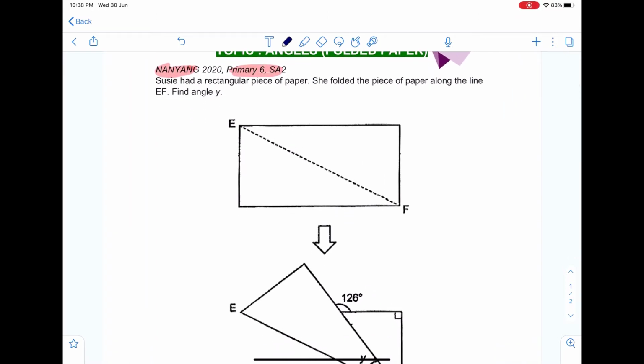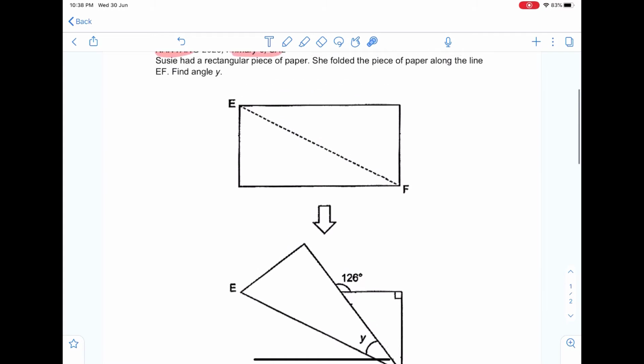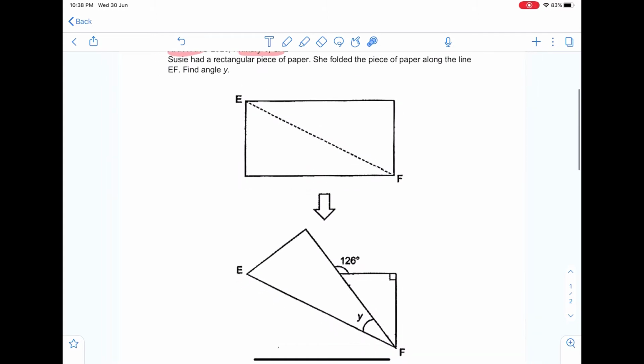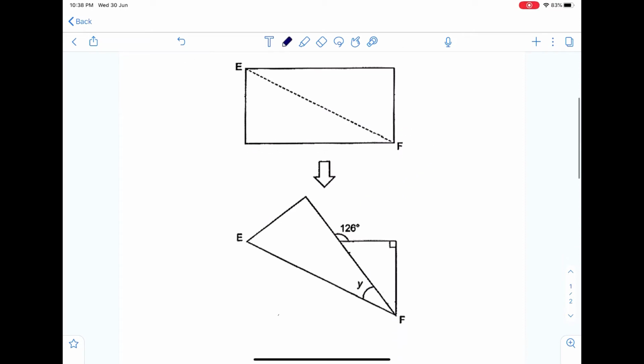She folded the piece of paper along the line EF. This is the line that she folded. And the question is this: find the angle Y. Now from here became here. So it's good to draw in dotted the original paper. So what was before was this.